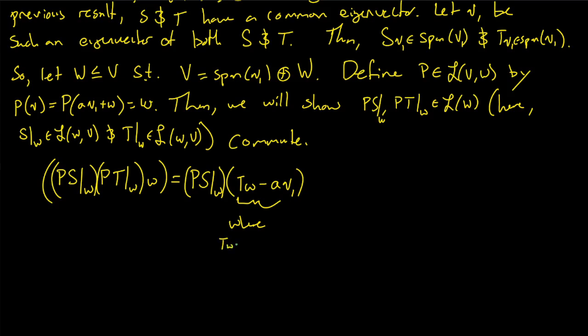So Tw will be equal to some w tilde plus av1. Okay, so you take Tw, you map it to something in V, but everything in V can be written as something from the span of V1 and something from W. We'll let w tilde be this thing. And so if you want to see what P does to Tw, all it does is it subtracts off that piece that is not equal to w tilde. It gets rid of it.